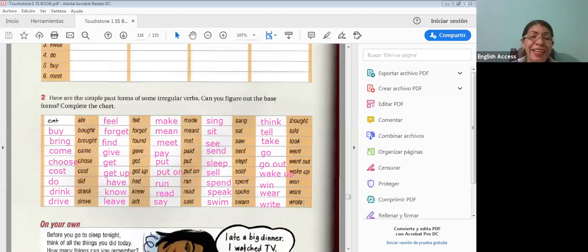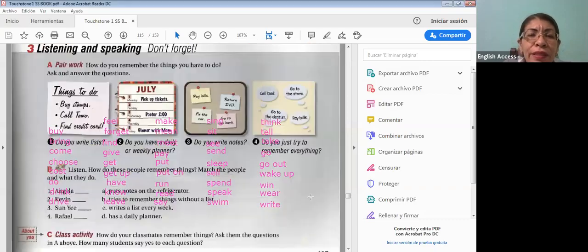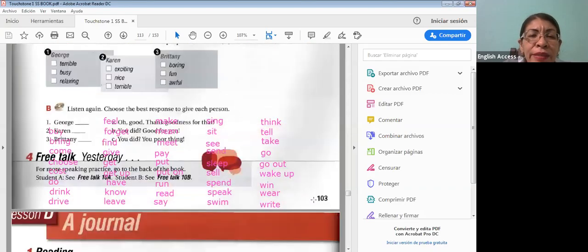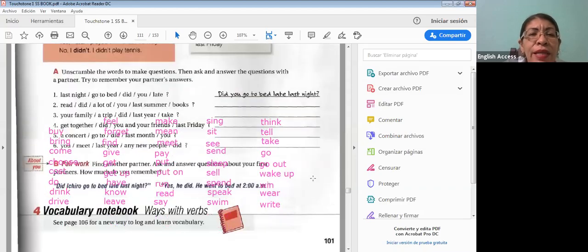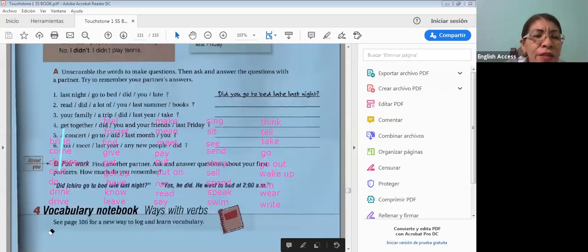Excellent. Okay, so these are some irregular verbs in simple past. Well, so I think this was the last activity for lesson B. Oh yes, we finished with lesson B. Just let me erase here.